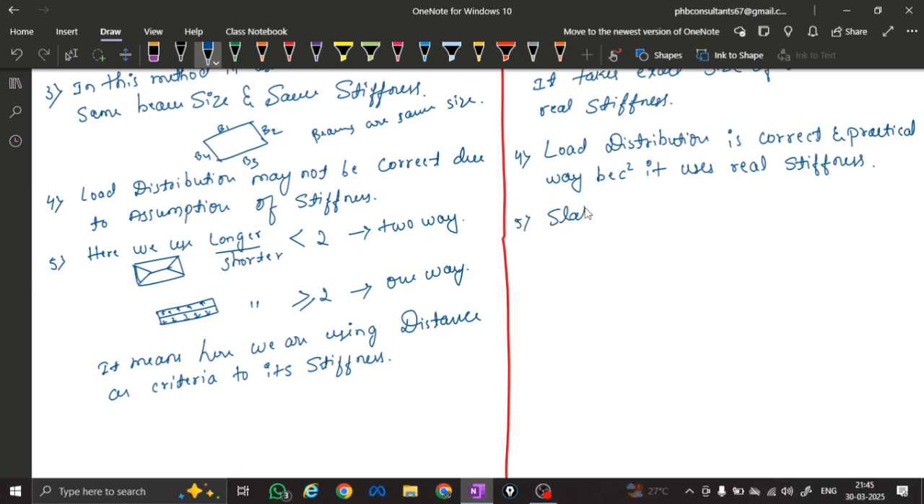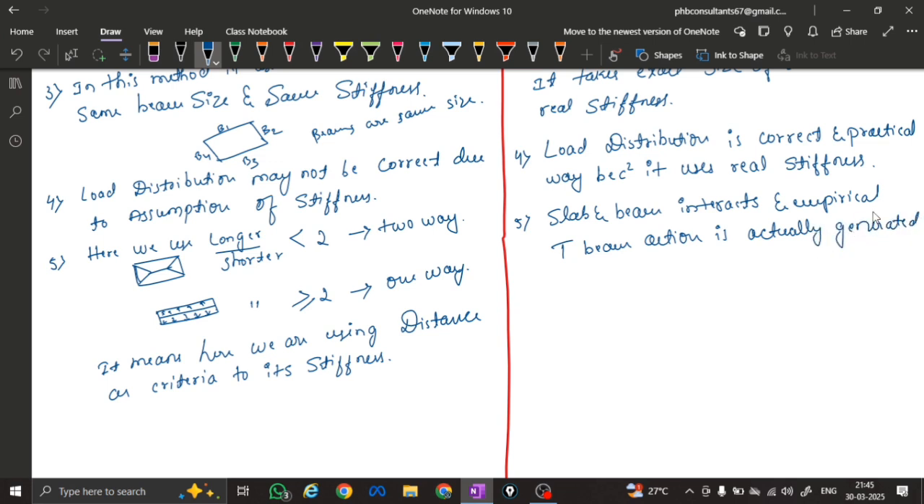So here distance is becoming the criteria for the slab's stiffness, but in shell here slab and beam interact and T-beam action is actually generated based on stiffness. Okay.